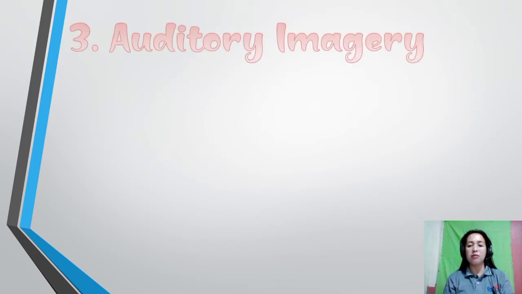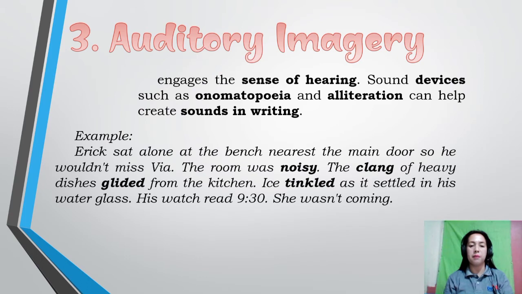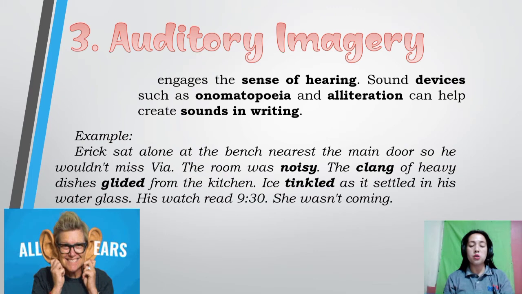Next, we have auditory imagery. Engages the sense of hearing. Sound devices such as onomatopoeia and alliteration can help create sounds in writing. Okay, example. Eric sat alone at the bench nearest the main door so he wouldn't miss Via. The room was noisy. The clang of heavy dishes glided from the kitchen. Ice tinkled as it settled in his water glass. His watch read 9:30. She wasn't coming.